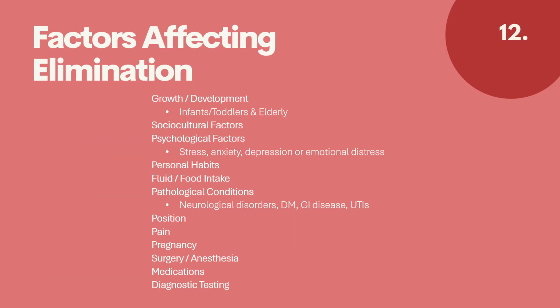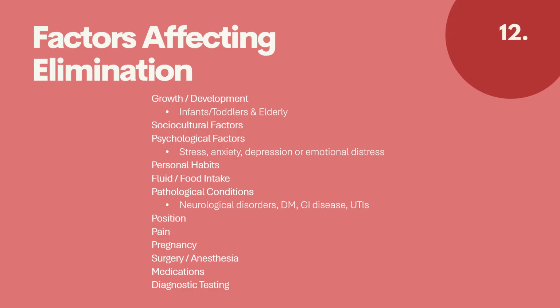And then, of course, you have factors that are going to affect elimination as a whole. So you have your growth and development. Your infants and toddlers and your elderly are going to have changes that are going to affect that elimination. So infants, they're going to have immature neuromuscular control. That's why they have frequent stools. That's why they don't have the ability to control their bowels or their bladder.